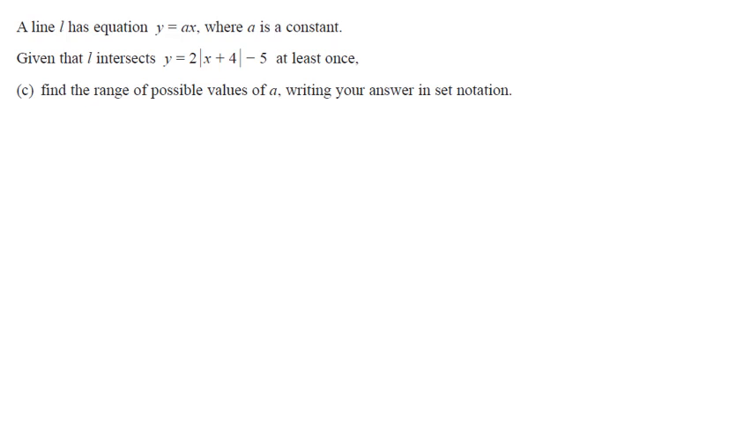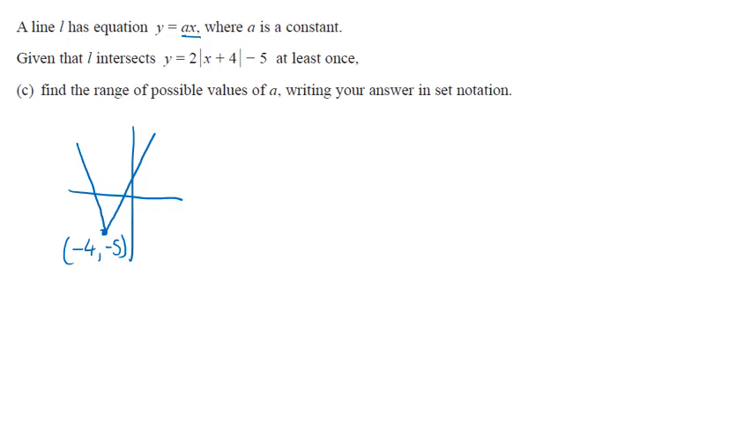Okay, the last part of this question, we're told that another line, y = ax, so that's a straight line through the origin, intersects our graph at least once. So let's just draw that again. So we had this, and this point here was (-4, -5). So we've got a straight line through the origin, and it intersects at least once.